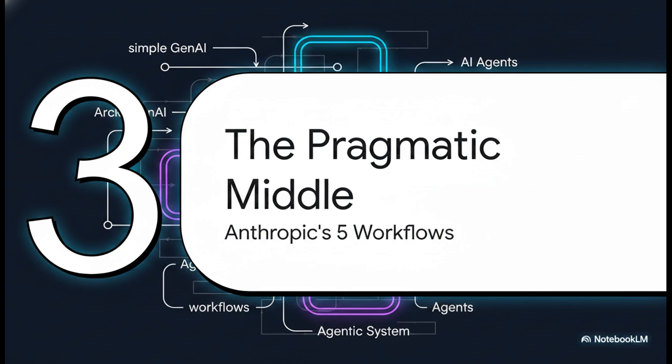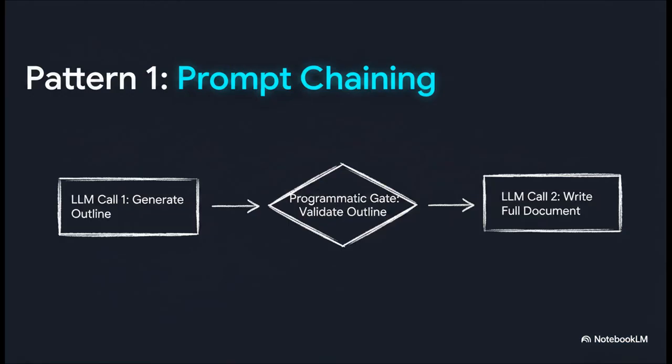These are basically predefined paths in your code that organize how LLMs and tools work together. They're not totally autonomous like agents, but they are way, way more powerful than just a single prompt. Let's run through the 5 key patterns. First up is prompt chaining.